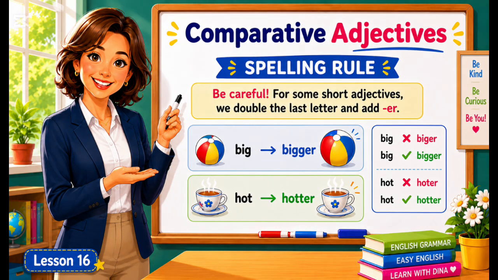Be careful, for some short adjectives we double the last letter and add er. For example, big, bigger, hot, hotter.